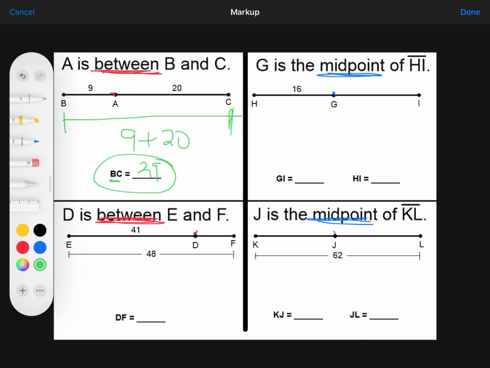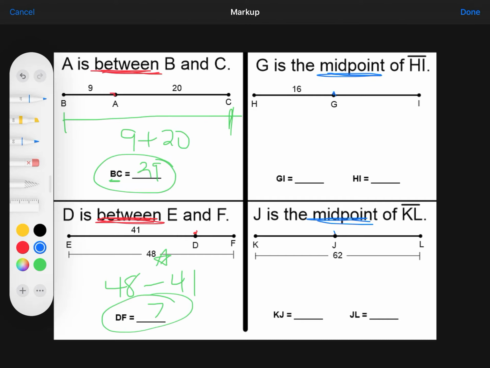But be careful, you don't always add. Sometimes you already have the whole number there. 48, if you notice, goes all the way from the left to E to all the way to the right to F. So you do the opposite and you subtract. And you get an answer of 7. Not bad, not hard.